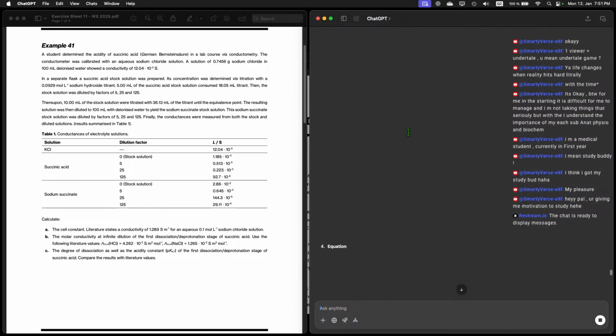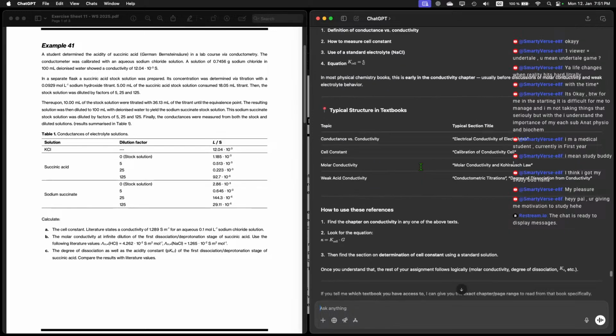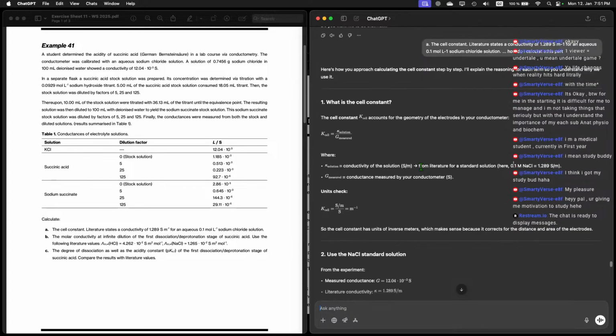Okay, now I'm going to answer the question. So what is the cell constant? Cell constant, okay. I really want to show you what I'm writing, but that's not going to be possible. So example 41. A cell constant. Oh, it's given in the question.